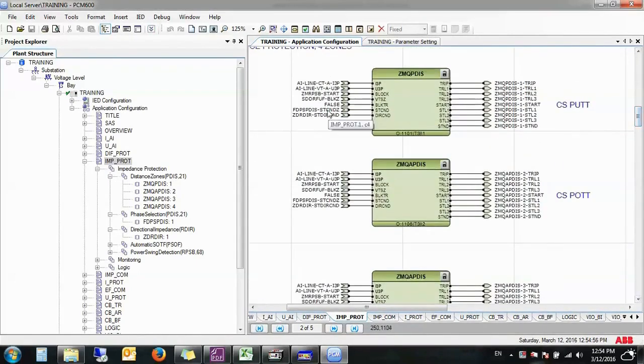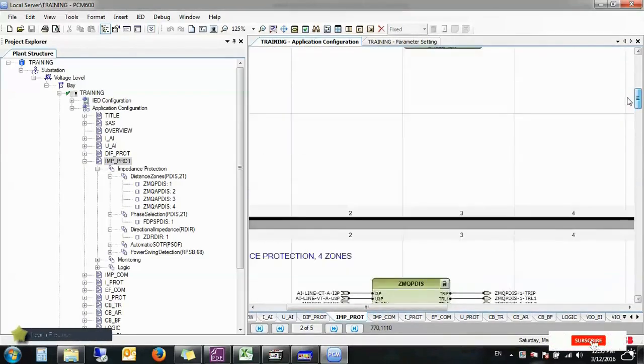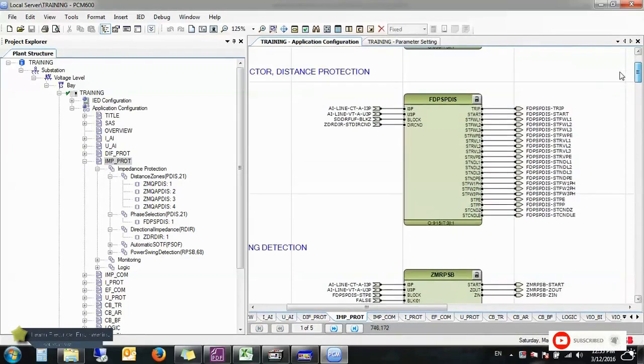You can perform impedance selection in the 4 zones. Is that clear? Are we good? I have the settings here, and we give the maximum. The same phase selection there.